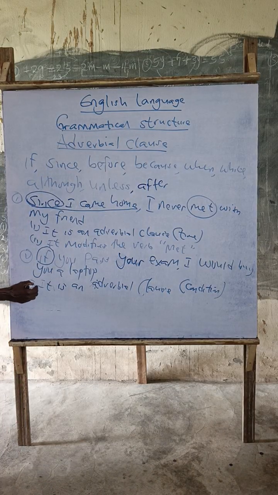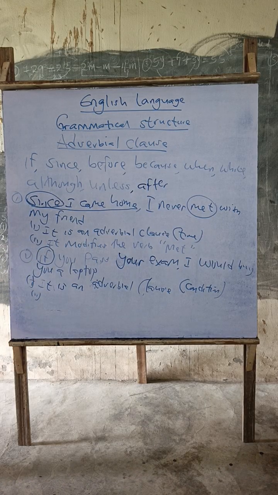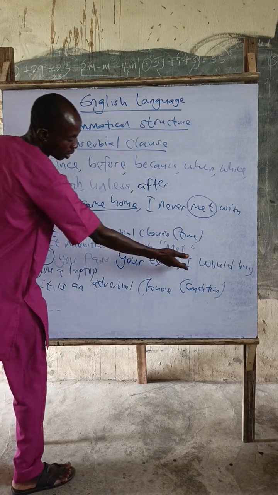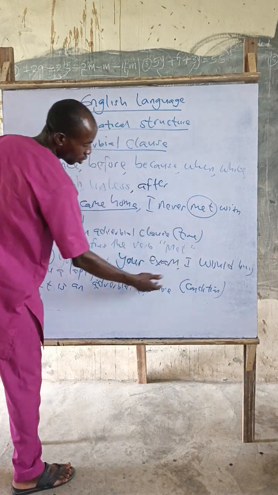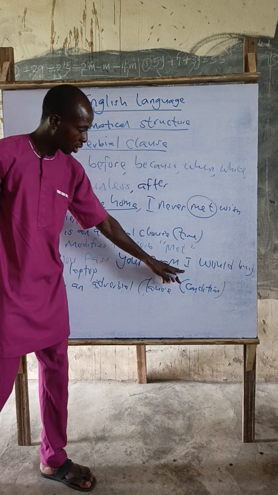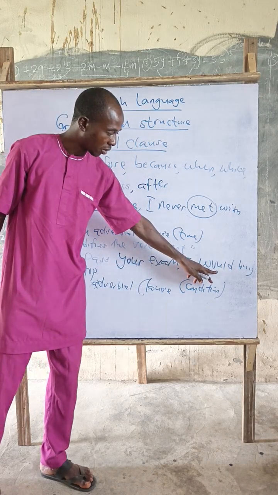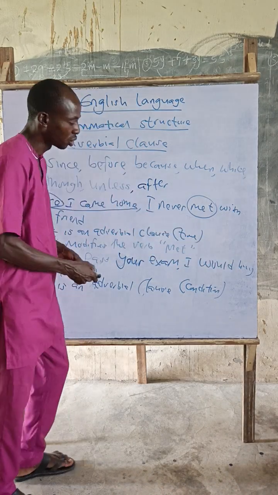So what is the function now? The function will be: you trace it back, just like you traced the first one. You trace this one to the complete sentence there. This is what is called the main clause: I will buy you a laptop. So I is a pronoun here, will is an auxiliary verb, then this is the main verb. So you're going to put the two together.